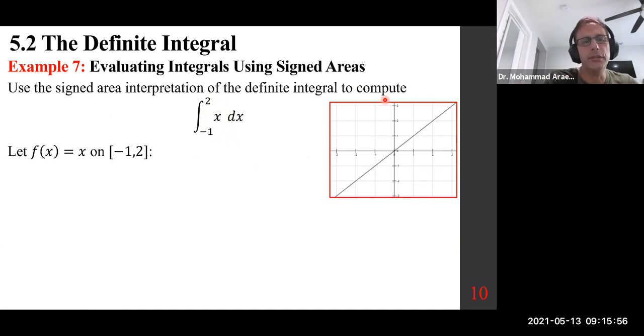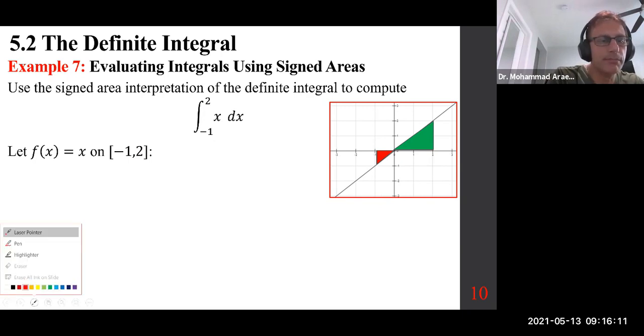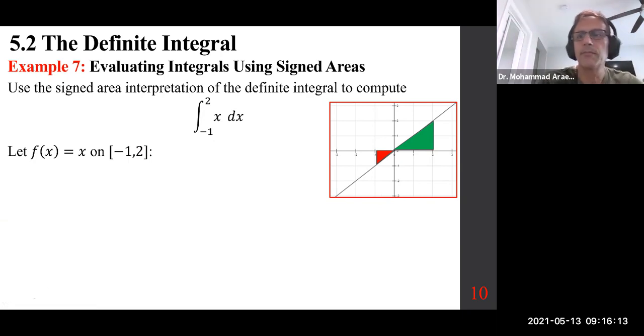Using the signed areas, we're going to go from -1 to +2. This is positive. You calculate the area as 1/2 base times the height. In this case, this is located at 2 and 2. That means the base is 2, the height is 2. So 1/2, 2 times 2.